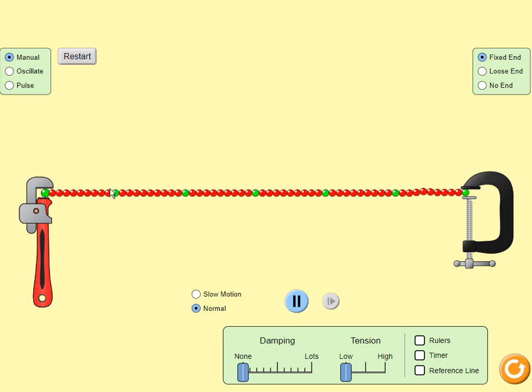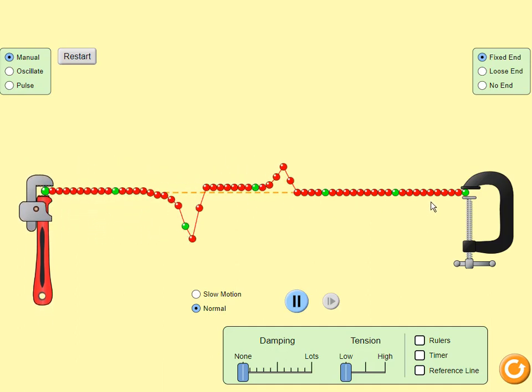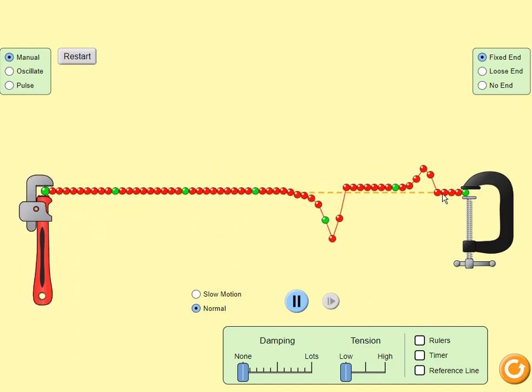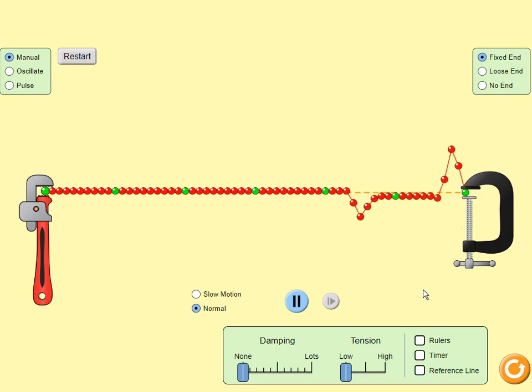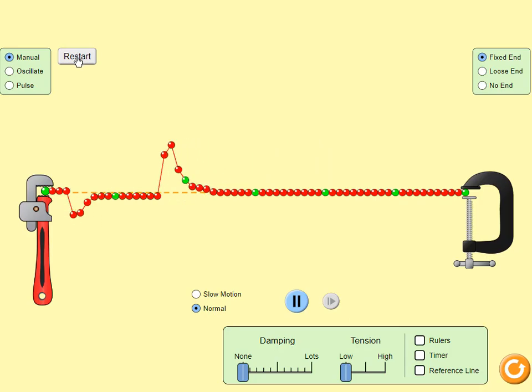Now if we wanted to, let's just try one more here. I'm going to send, whoops, let's restart that. I'm going to send one pulse up here, one pulse down here, and we should see that idea of constructive and destructive interference. See, there was one really big wave there. And that's something we're going to explore a little bit more in the future.